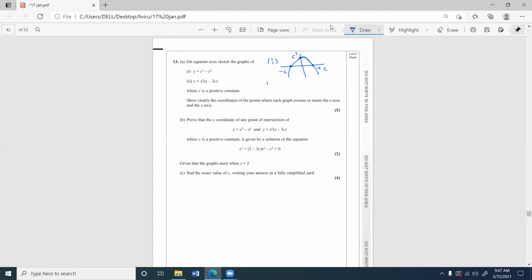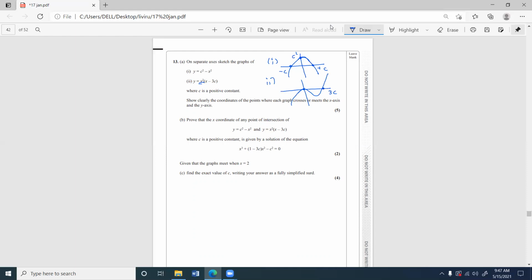Then part 2. What you can understand here is that the meeting points: x squared is 0, and x minus 3c means it meets at 3c. And it's a graph with a positive coefficient. Therefore, the graph goes like this. Here it's a repeated point. A repeated point means the graph does not cross over. It just touches and goes like this. That's a way of drawing this graph.